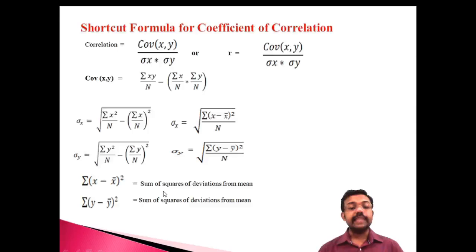ചില ക്വസ്റ്റ്യനിൽ പറയും sum of the squares of deviation from the mean. അതിന്റെ അർത്ഥം sigma (x minus x bar) square, means sum of the squares of deviation from the mean. Sigma (y minus y bar) square also means sum of the squares of deviation from the mean.